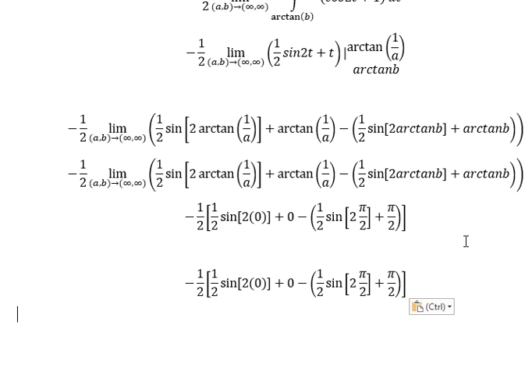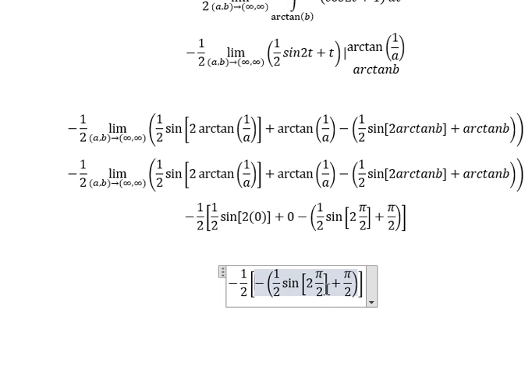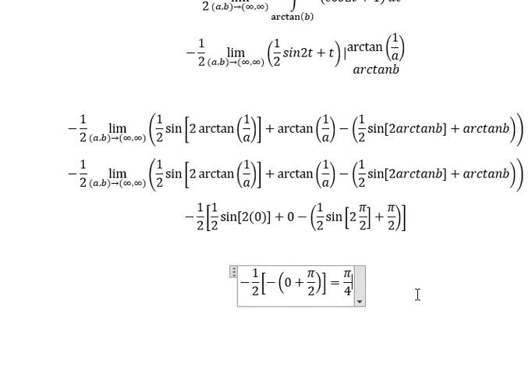So we simplify everything in here. And inside of b, we have 0. So negative, negative, we have positive, and we have pi over 4. And this is the final answer.